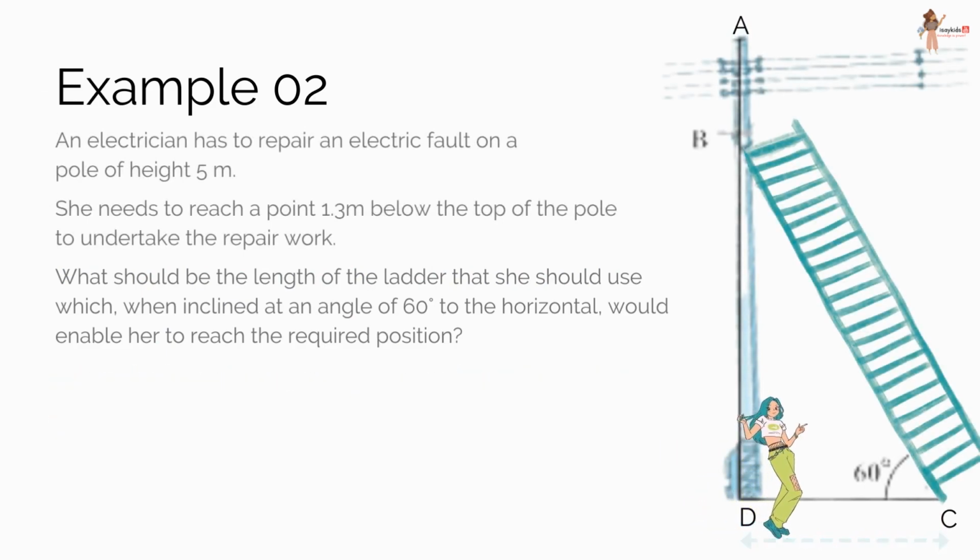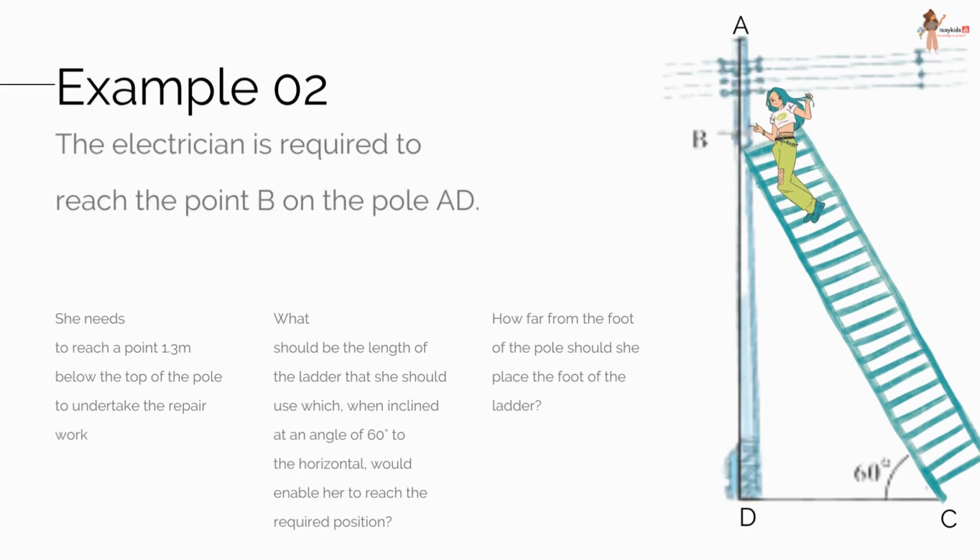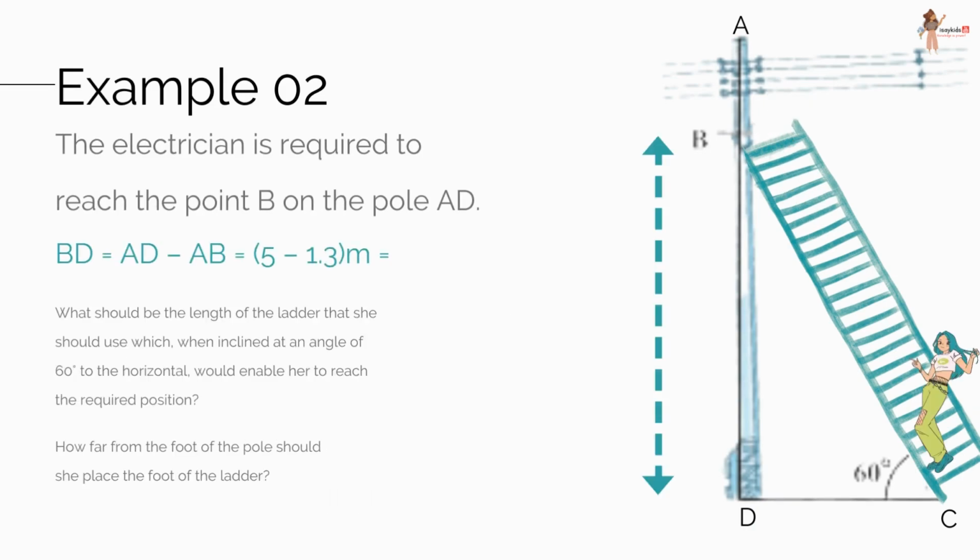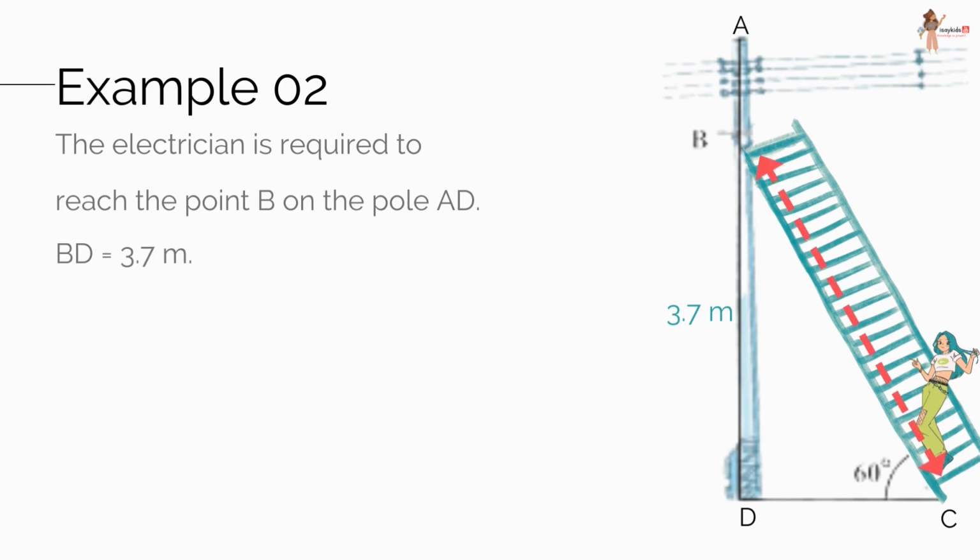Now, as we can see, the electrician is required to reach the point B on the pole AD. So, BD is equal to AD minus AB, which is 5 minus 1.3 meters, which is 3.7 meters. Here, BC represents the ladder. We need to find its length. That means the hypotenuse of the right triangle BDC.